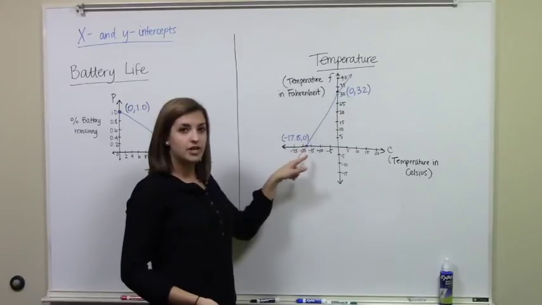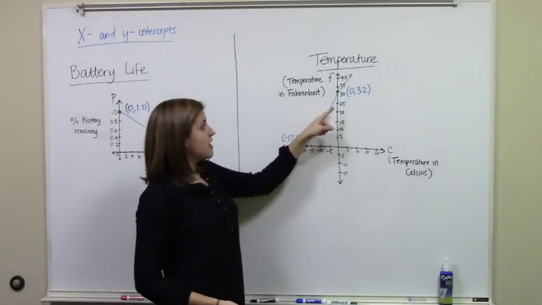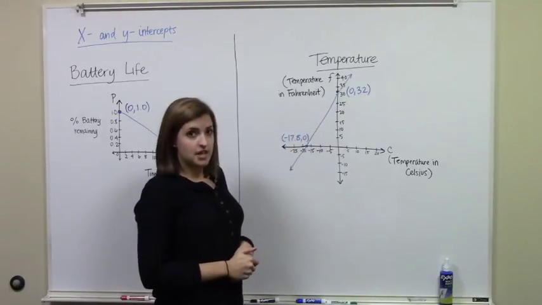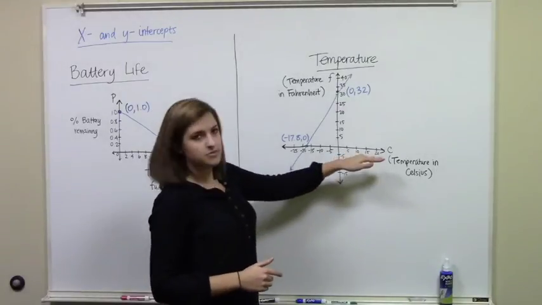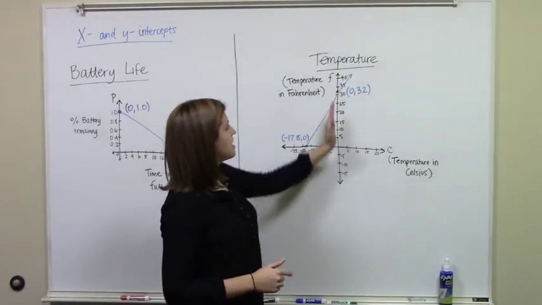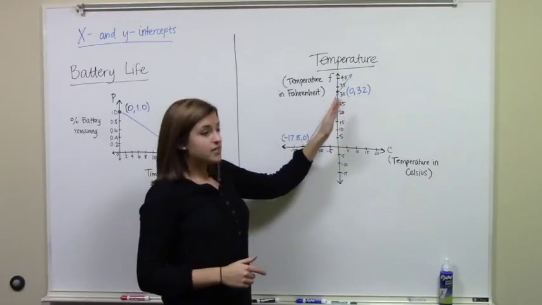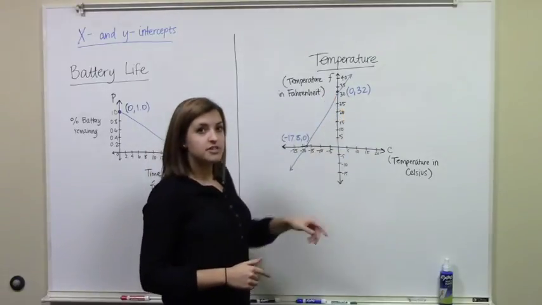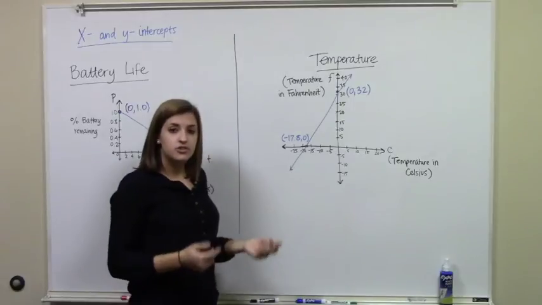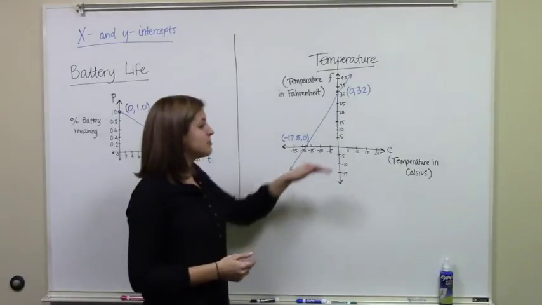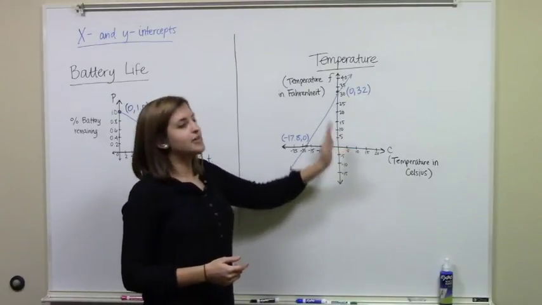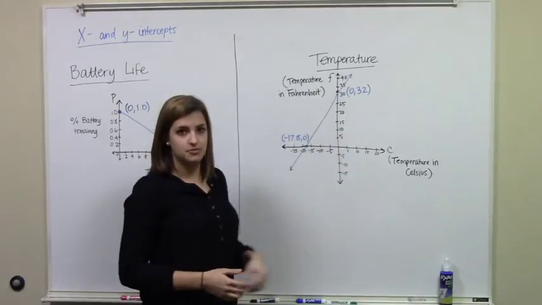Likewise, with my f-intercept, I want to see when c equals 0, so that's going to be along this line, and my temperature in Fahrenheit at this point is 32. So this point 0, 32 indicates that when my temperature in Celsius is 0, my temperature in Fahrenheit is 32.